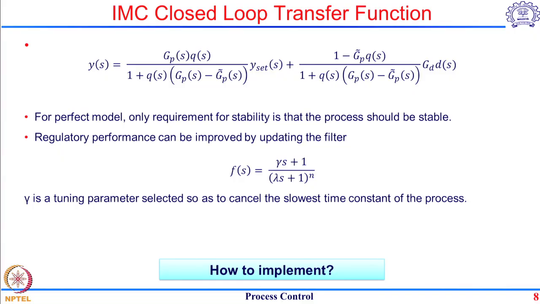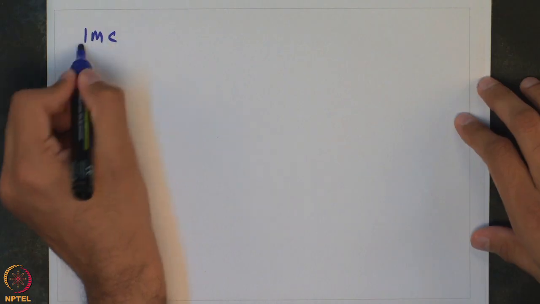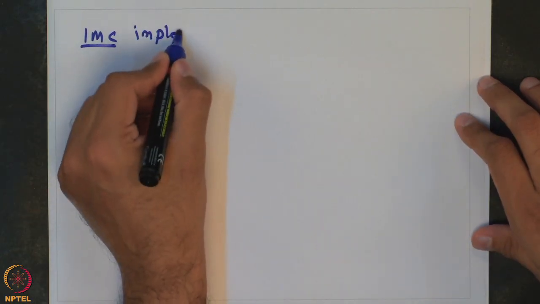There are multiple ways in which this IMC control can be implemented. I will show you a simple way in which the IMC controller can be implemented, that is by converting its structure into an equivalent PID control. So, we can take the same structure which we had earlier. So, IMC implemented as PID.